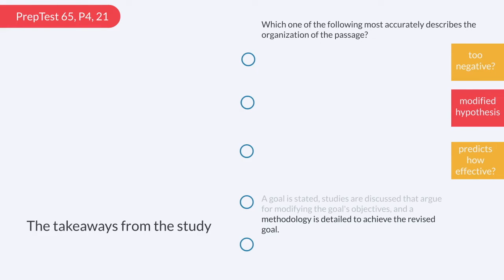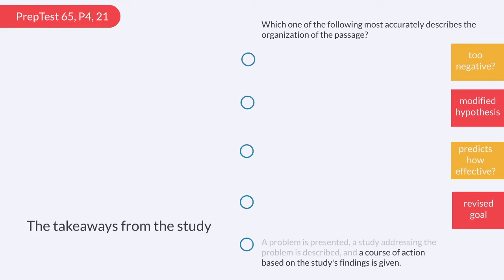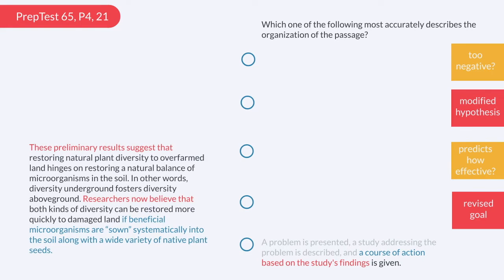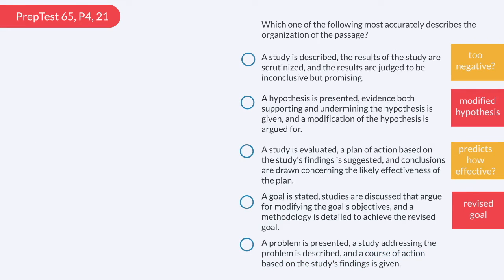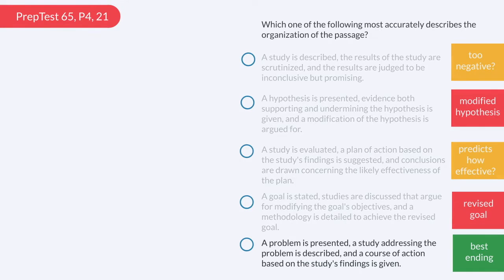D says that we end with a methodology to achieve this revised goal. Revised goal? The goal has stayed the same. We're trying to restore natural plant diversity to overfarmed land. Maybe I'm missing something, but I don't think we have any revised goal. And then the ending of E is a course of action based on the study's findings. Well, I definitely love that, because the last sentence is saying, based on what we've found, here's what we should do. We should plant a wide variety of seeds and add in some microorganisms. So from all the final ingredients, I like E the most. Now I would zoom in on E and see if I can confirm the rest of it.